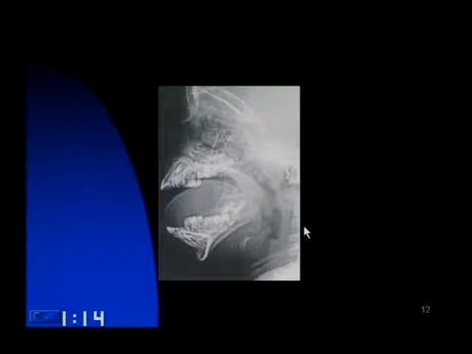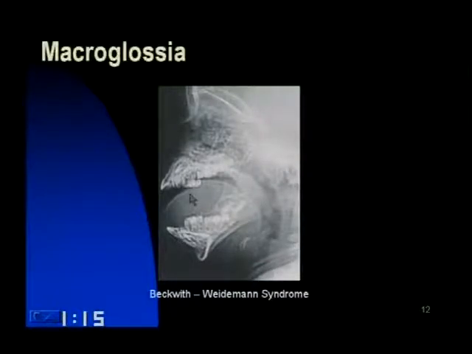Next finding, just a large mass in the mouth. This is a large tongue secondary to Beckwith-Wiedemann syndrome, macroglossia, which may also be seen in Down syndrome.